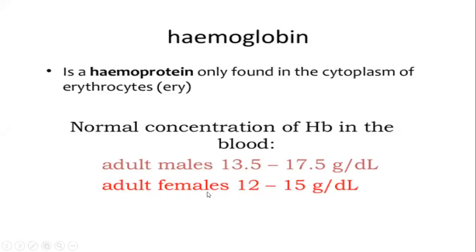A normal adult male may have between 13.5 to 17.5 grams per deciliter of hemoglobin, while a female may range between 12 to 15. Now, these ranges vary from one group of population to another, or one type of race to another. So it is not set in stone. These figures could easily change from one population to another.